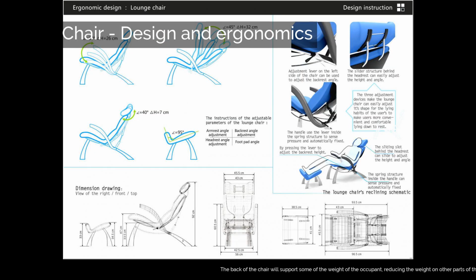The back of the chair will support some of the weight of the occupant, reducing the weight on other parts of the body. In general, backrests come in 3 heights. Lower back backrests support only the lumbar region. Shoulder height backrests support the entire back and shoulders. Headrests support the head as well and are important in vehicles for preventing whiplash neck injuries in rear-end collisions where the head is jerked back suddenly. Reclining chairs typically have at least shoulder height backrests to shift weight to the shoulders instead of just the lower back.